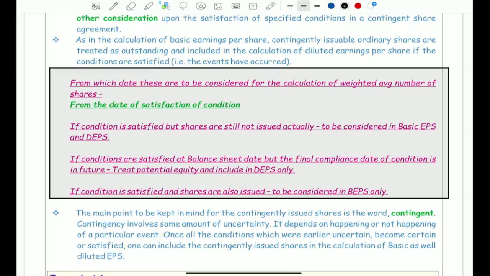Second, if the condition is satisfied at the balance sheet date, but the final compliance date of the condition is in future, treat the potential equity as included in diluted EPS. I will tell you the example.